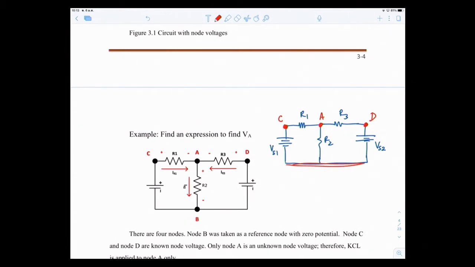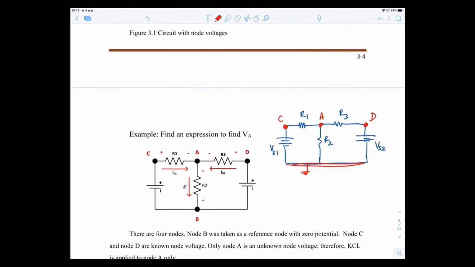The second step says to choose one node as reference, normally ground. So I choose that this is my reference node. We always have 0 voltage there. So now what do I do next?